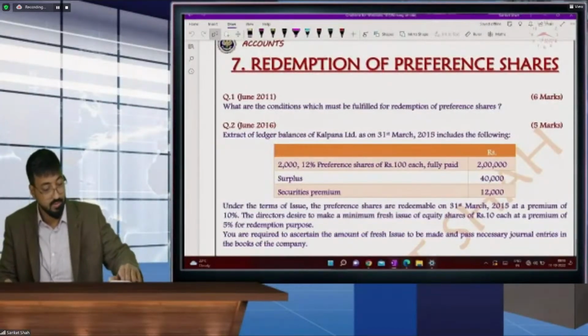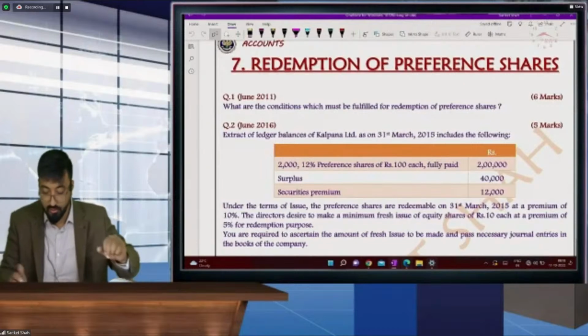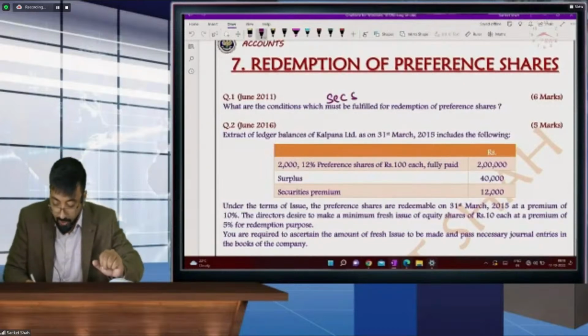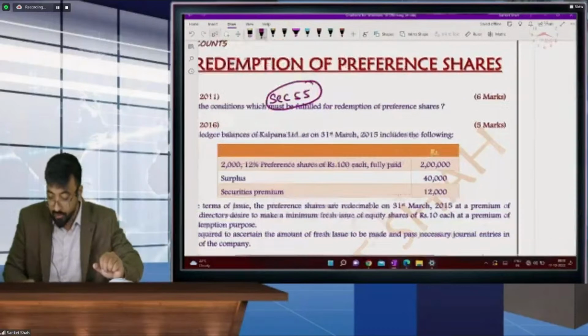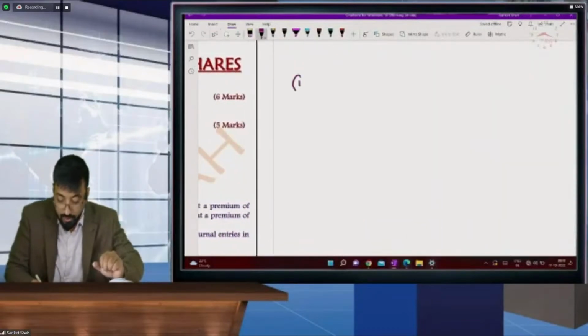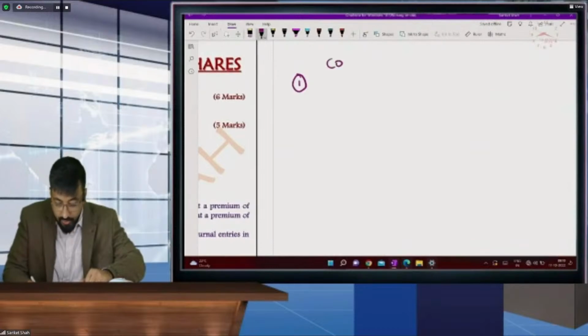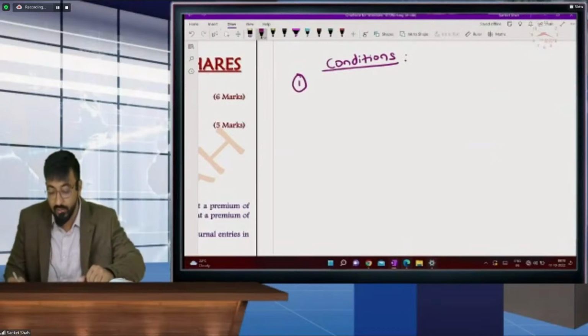But beta, this is actually CS executive question. So it is talking about section 55. Section 55 talks about redemption of preference shares. So what are the conditions? You can write it in the simple way. Conditions, I am giving you it in the writing. Write down conditions.